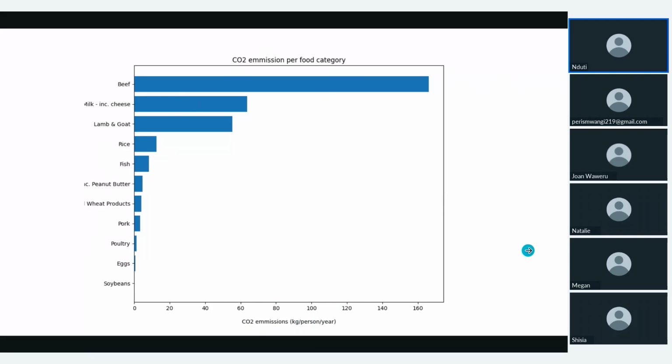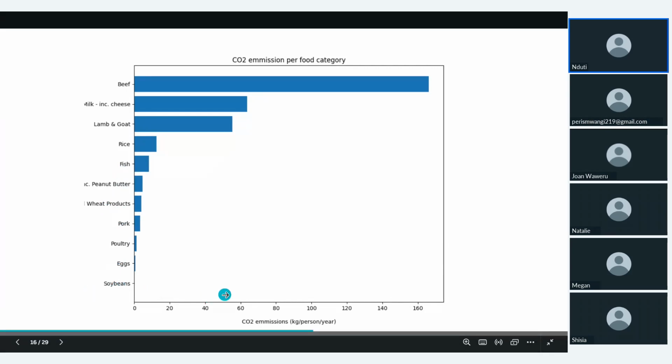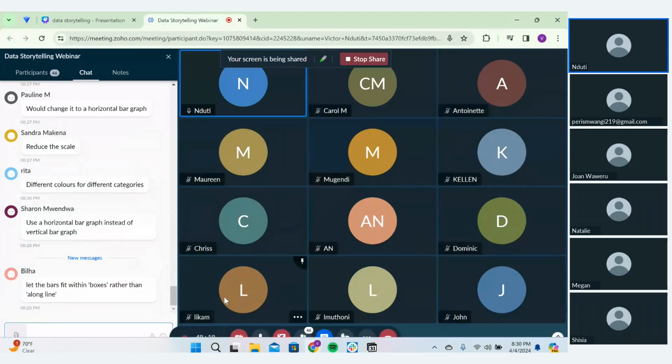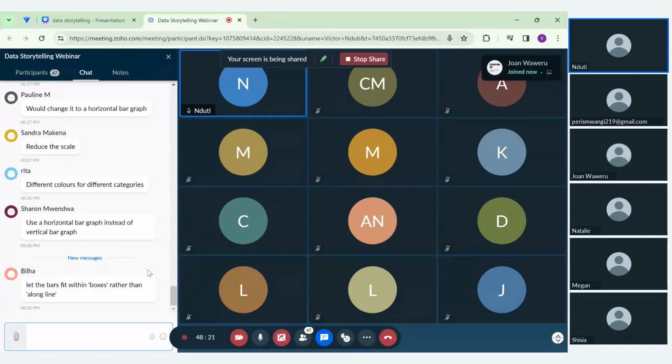Looking good. But if I look within my data a bit more, there are some things I'm noticing about these food categories. I don't know if anyone has an idea of what we are noticing. We have beef, milk, lamb, rice, fish, peanuts, wheat products, pork, poultry, eggs, soybeans. Anything come to mind, guys, about those food products? How can we improve that plot?